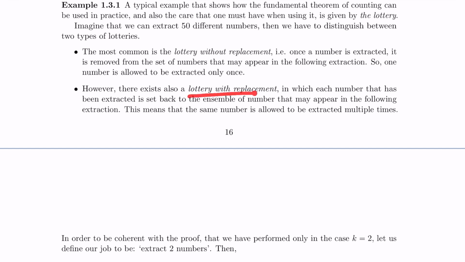In the second type of lottery, less common but it exists, the number that has been extracted is placed back into the ensemble of numbers that can be extracted further, and for this reason it is called with replacement. The consequence is that in this lottery the same number is allowed to be extracted multiple times.